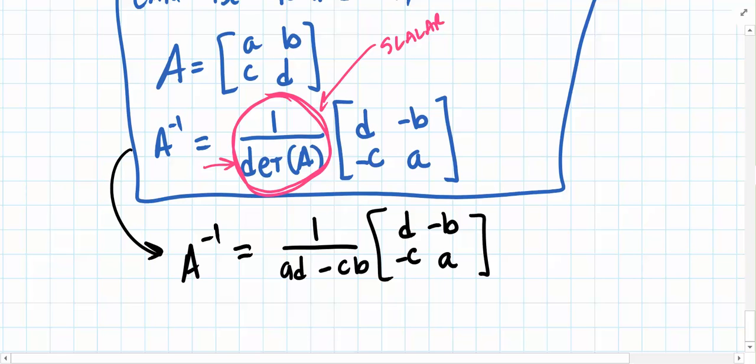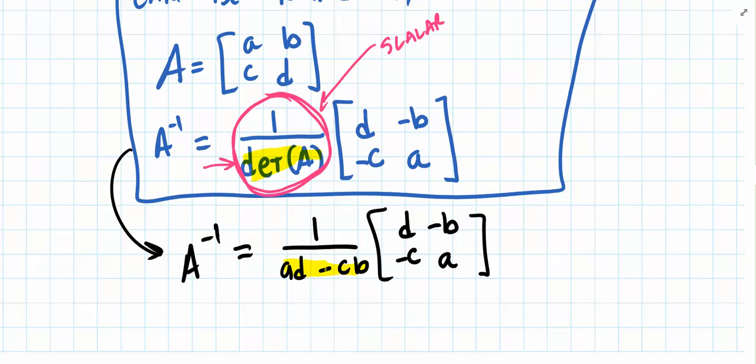So here we go. The determinant of A can be written... some people don't make the connection that the determinant of A is this thing. It's AD minus the CB value over there. So that's how we find the inverse by hand of a 2 by 2 matrix. All right.